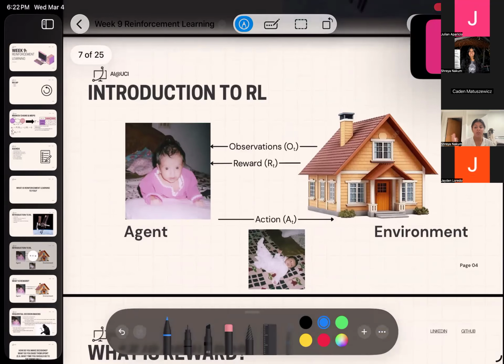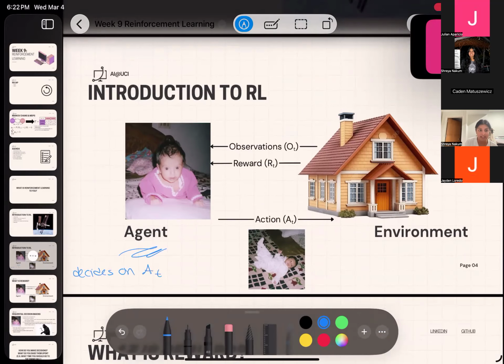So in reinforcement learning, we have two different things at play. The first is the agent. The agent has three main things that it does. It decides on an action.